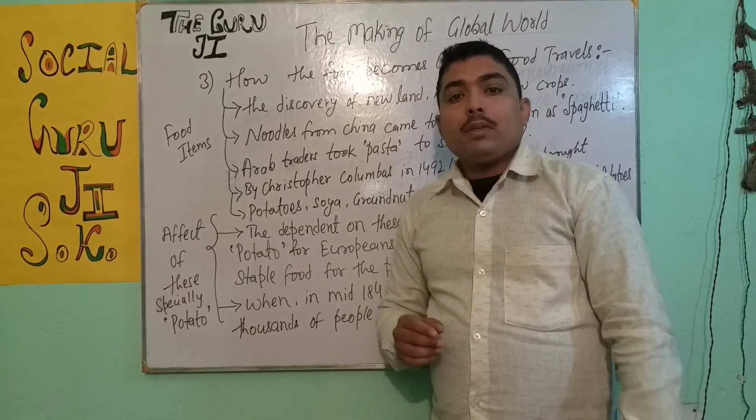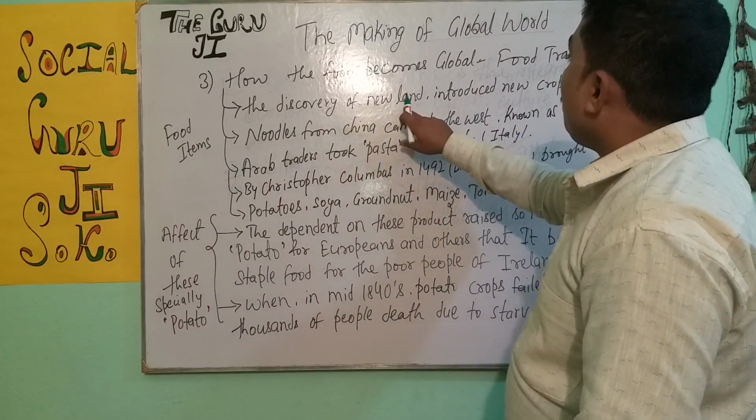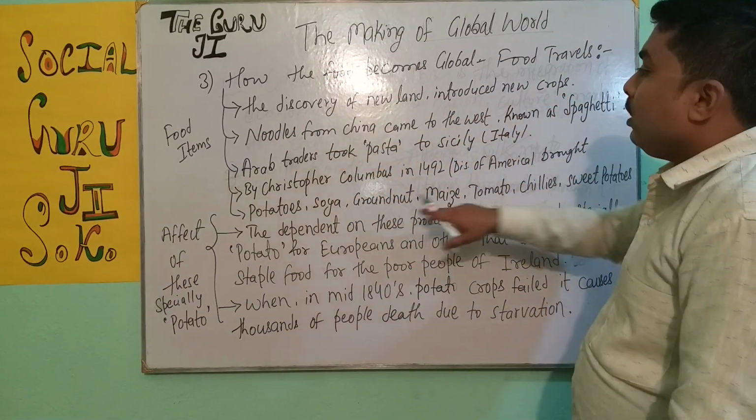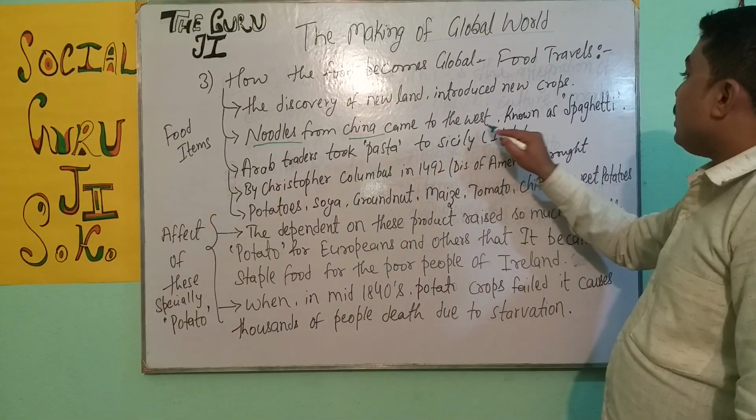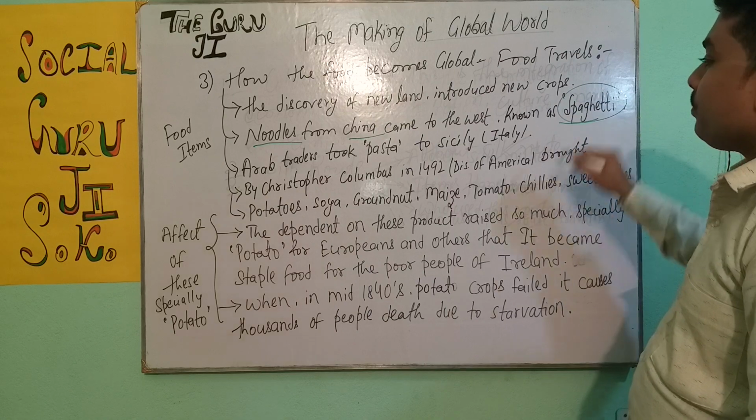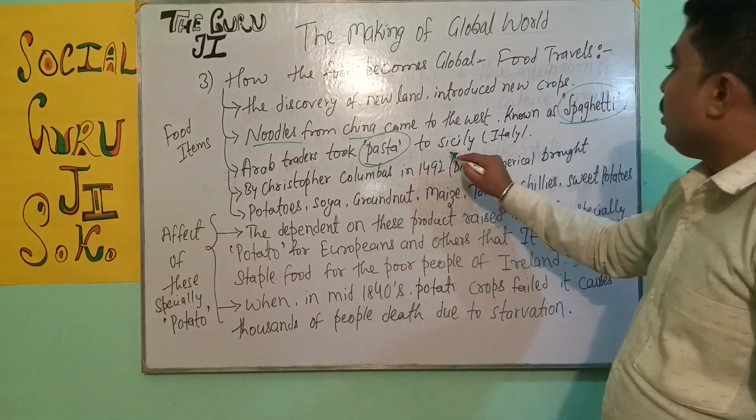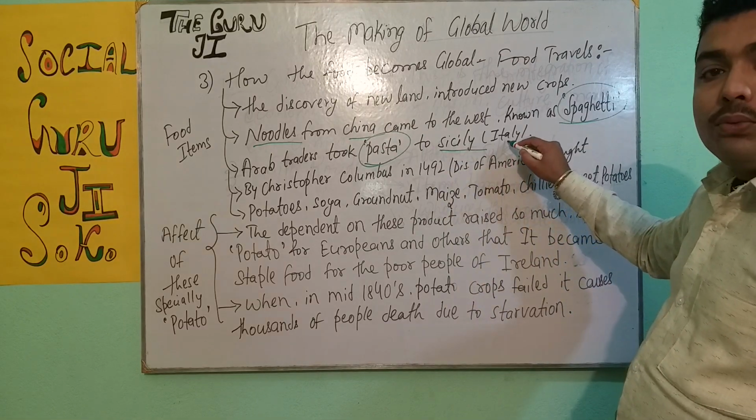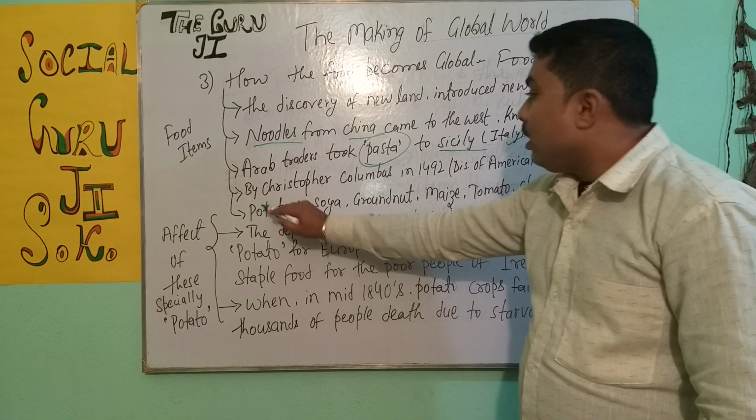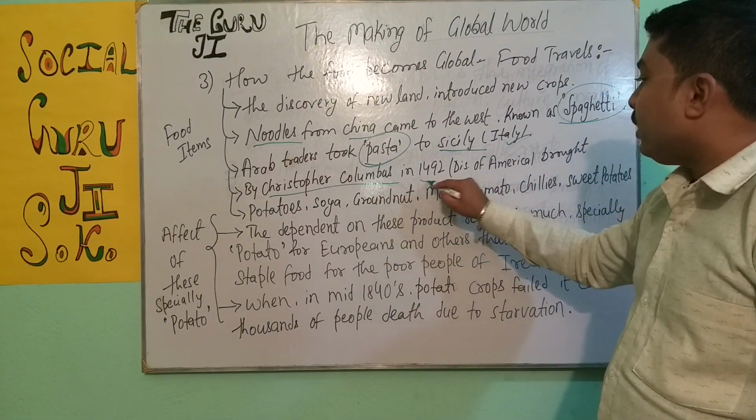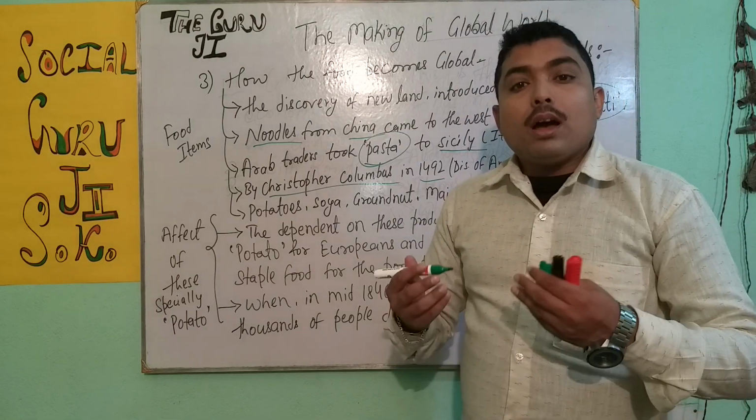Now take some review from this chapter. The discovery of new land introduced new crops. Noodles from China came to the west, known as spaghetti. Arab traders took pasta to Sicily, a part of Italy. It means a Mediterranean island.